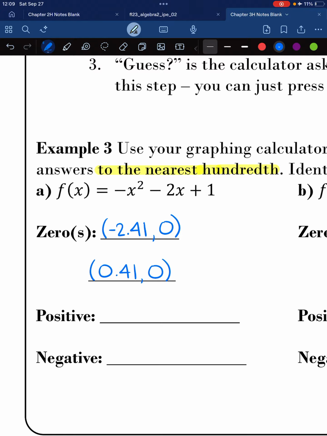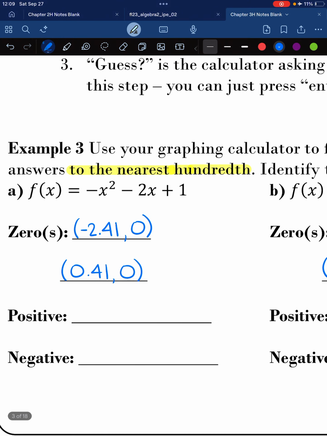And now we need to answer the questions. Where is this function positive and where is this function negative? So I'm going to draw a bad graph real quick. I know it's downward facing. I know that there's a 0 at -2. There's a 0 at 0.41.